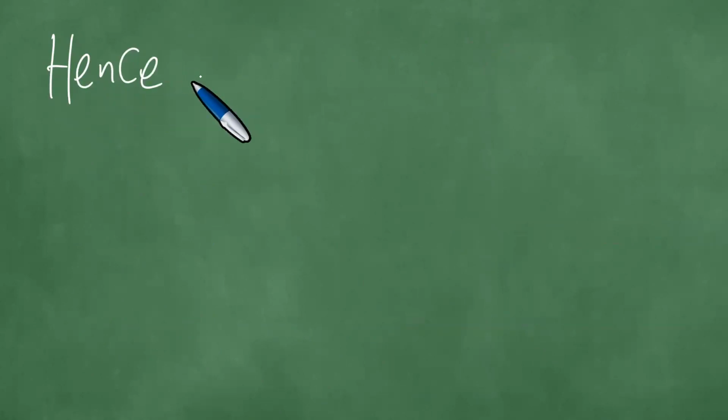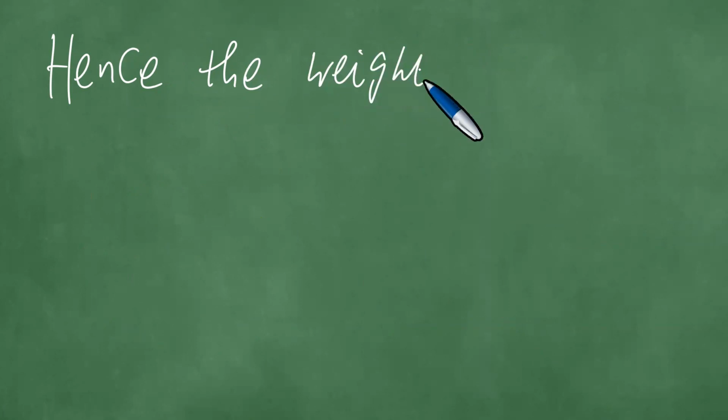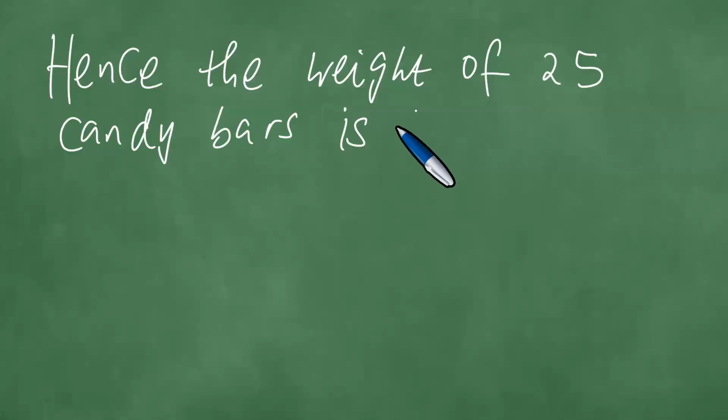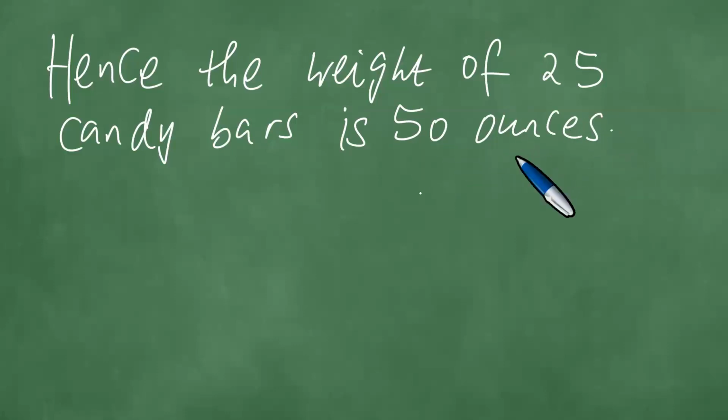Hence, the weight of 25 candy bars is 50 ounces. Okay, like this. Next question.